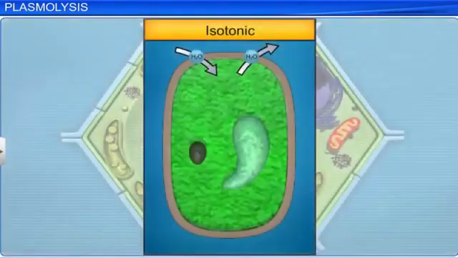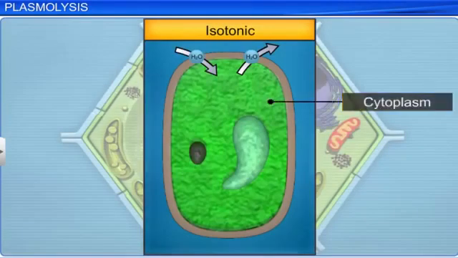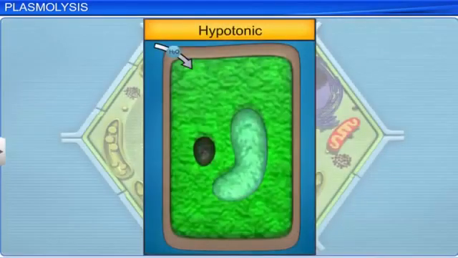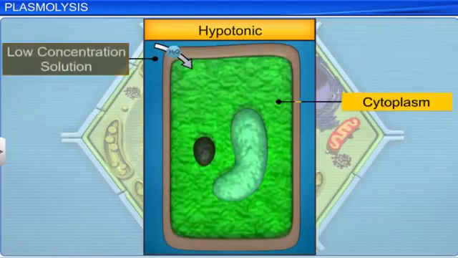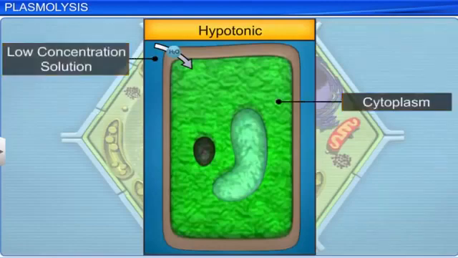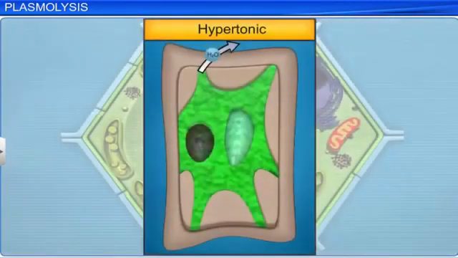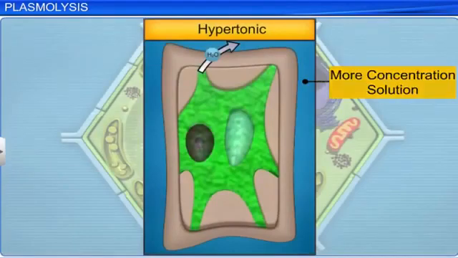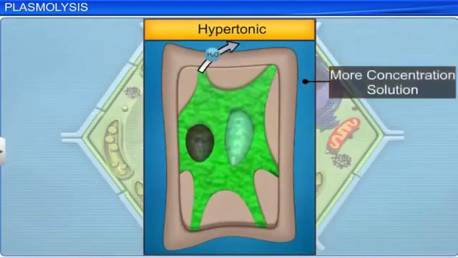When the concentration of the external solution is the same as that of the cell cytoplasm, the solution is said to be isotonic. Such a solution balances the osmotic pressure of the cell cytoplasm. If the concentration of the external solution is lower than that of the cytoplasm, it is said to be hypotonic. On the other hand, if the external solution is more concentrated, that is, it has more solutes, it is said to be hypertonic.